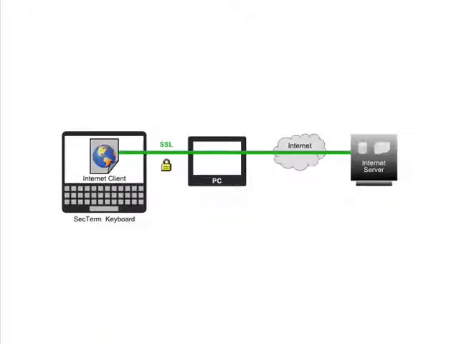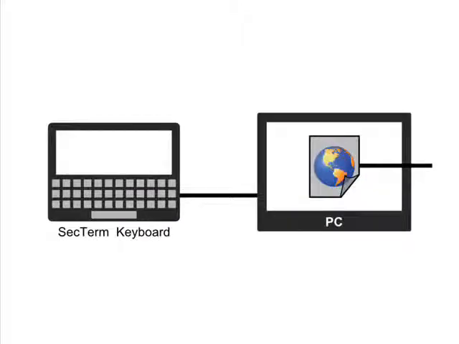The central idea is that internet client software, such as a web browser and an email client, run on the SecTerm keyboard and use the PC's existing internet connection. And these internet clients establish end-to-end cryptographic channels with remote servers, communicating via the PC's existing internet connection. SecTerm keyboard is used as a regular keyboard on a desktop PC, with regular applications running on the PC.